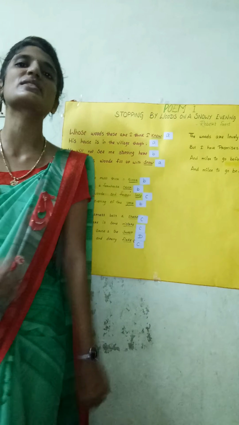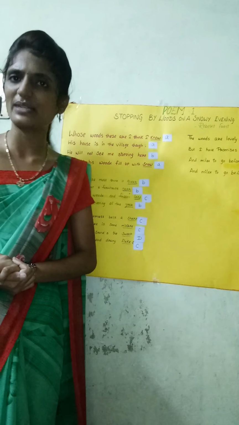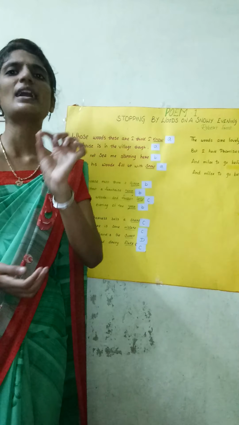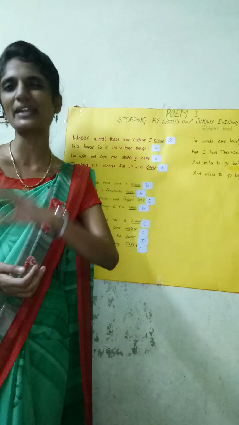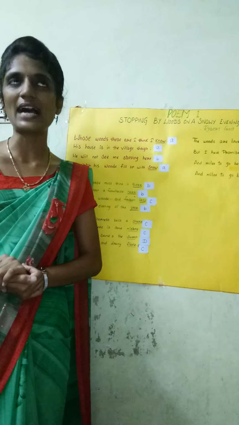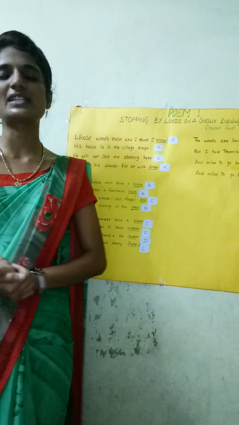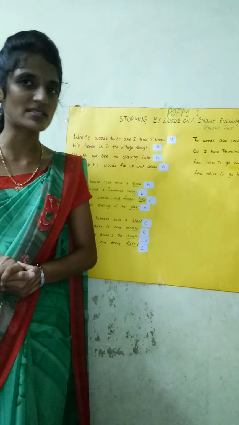This poem was written in iambic tetrameter. So what does iambic tetrameter mean? Tetra means 4, because each line has only 8 syllables. So this poem was written in iambic tetrameter.